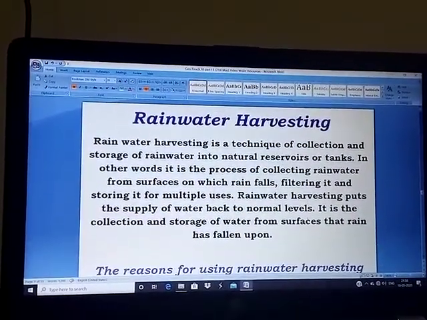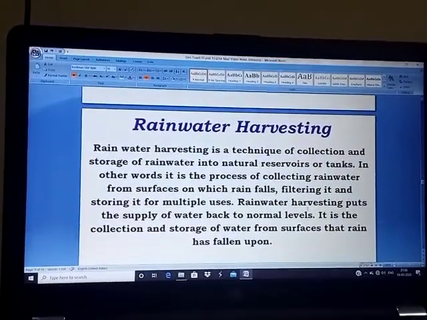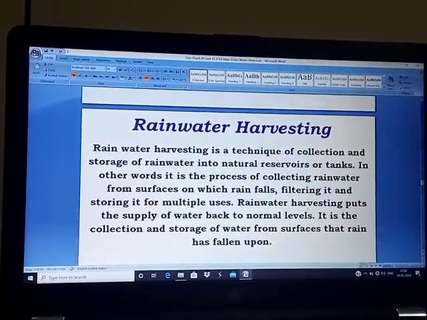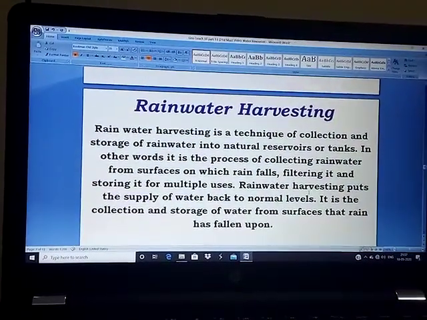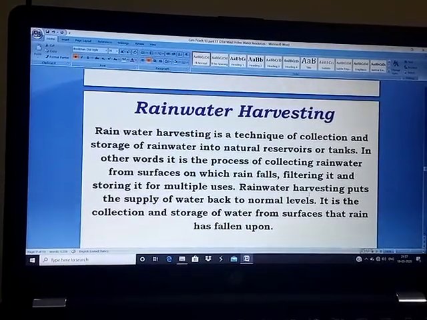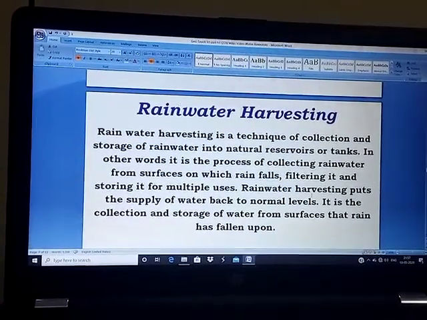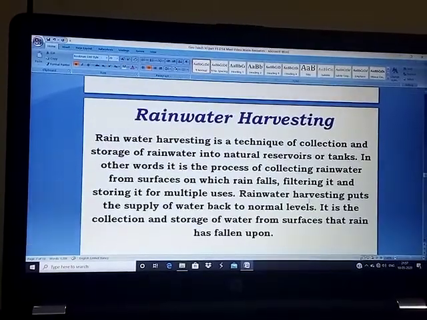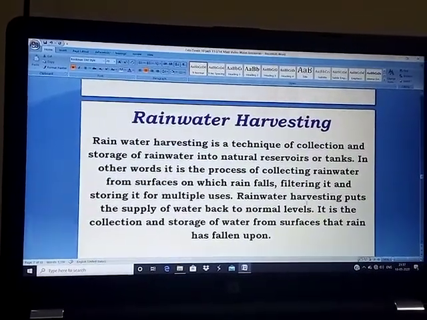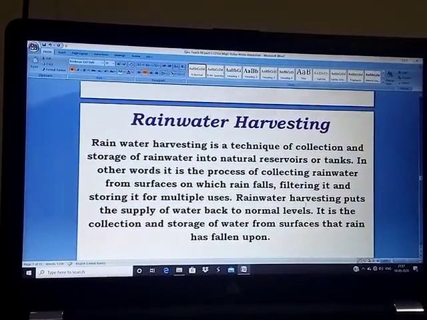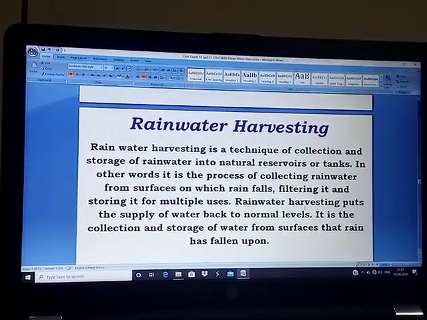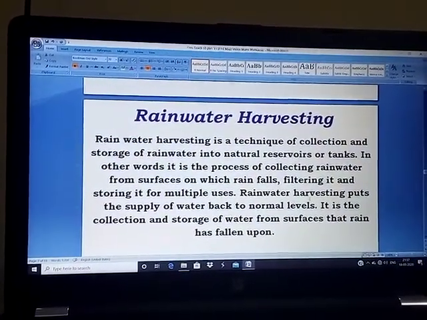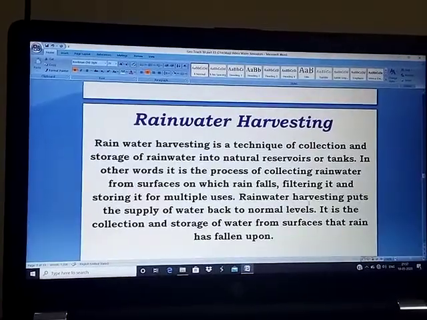Now, in this chapter, we have discussed elaborately a method called rainwater harvesting. Now, rainwater harvesting is a method in which we preserve, we save our rainwater. How? Let us go a little bit defining it.